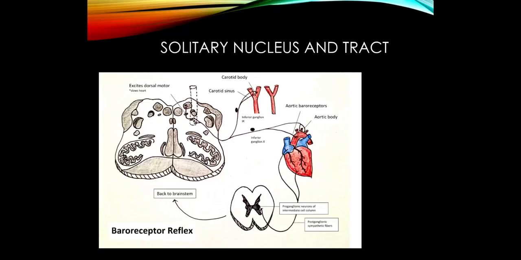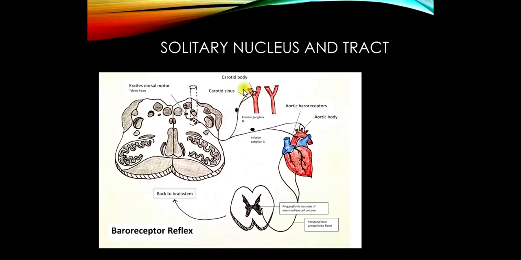All right, so here is the solitary tract, and there is the nucleus. And it is immediately adjacent, as we said, to the dorsal motor nucleus of the vagus. And these two nuclei work together. All right, so let's say we have a situation where the blood pressure is significantly elevated and the heart rate is significantly elevated for whatever reason.